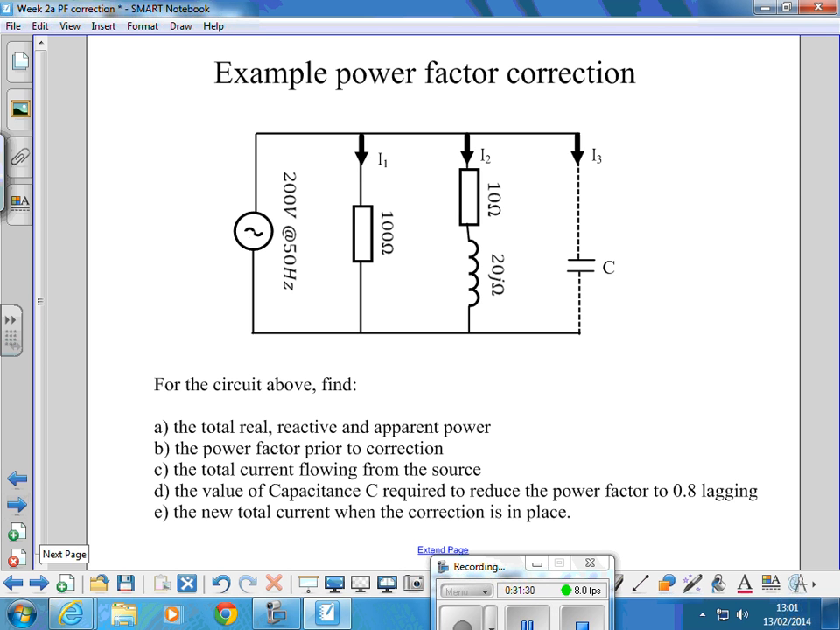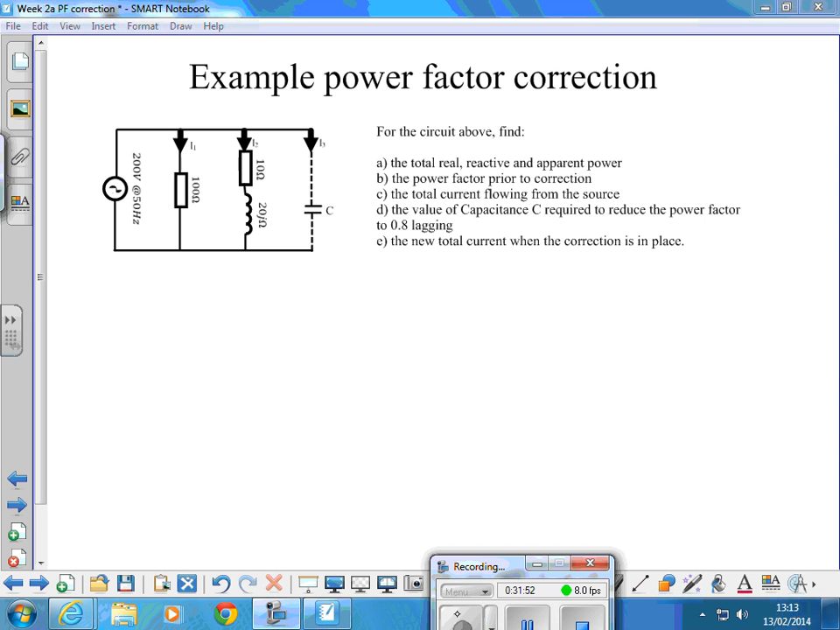So, example of power factor correction. I'll go making a start on that question. Let's see how far we can get with that. Right, gents, where have you started then?